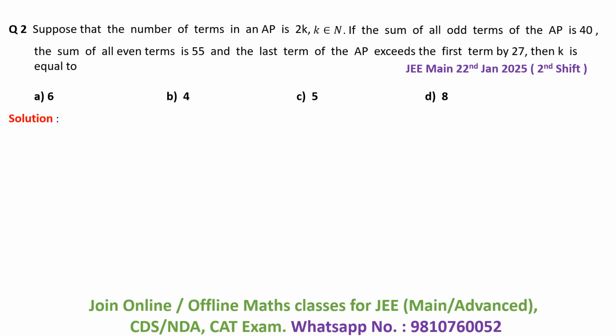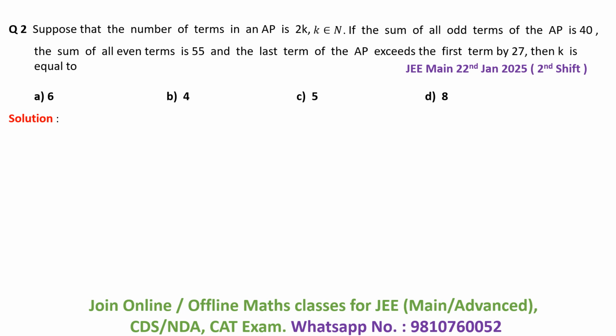Now students, it is mentioned that the number of terms in this AP is 2k, which is an even number. So this clearly means that there will be exactly k terms which will be called the odd terms of the AP, or they will be occurring at the odd positions of the AP. And similarly, there will be exactly k terms which will be called even terms of the AP, or they will be occurring at even positions of the AP.